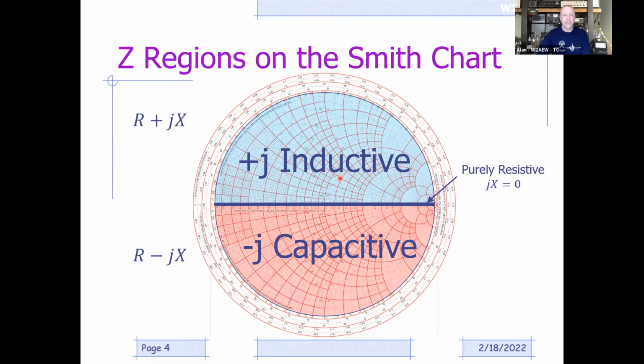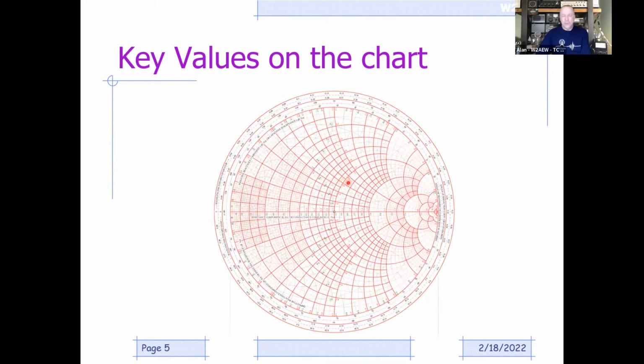So where are some key values on the Smith chart? Right smack in the center, the bullseye, that represents our system impedance. In our case, that's 50 ohms. On the Smith chart, it's going to show as 1.0, resistive 1.0 and then J0. That's right there in the center. That's our system impedance, 50 ohms. That's where we want to be.